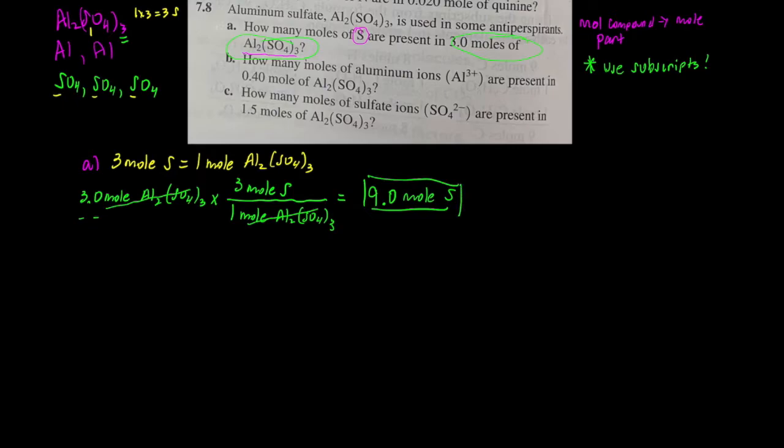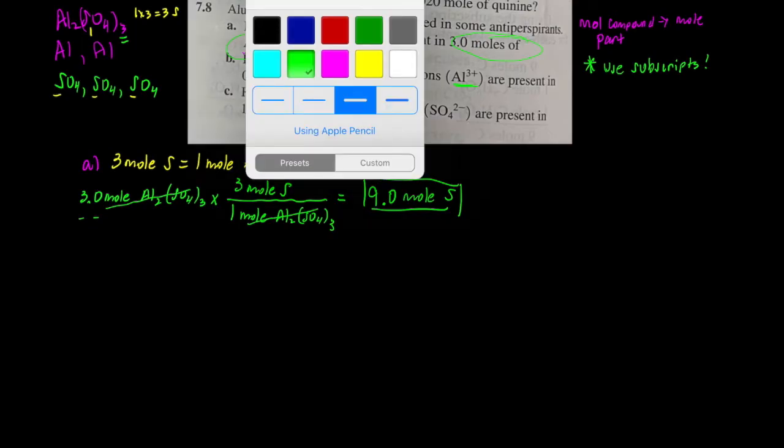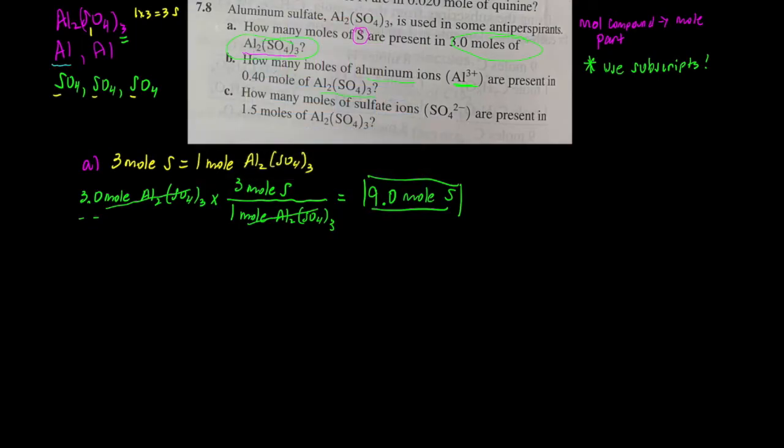Now in B, we're interested in aluminium ions, and that's a part of this formula, right? And we saw previously up here how there are 2 Als in this formula because of the subscript of 2. So let's write out that equivalency. So 2 moles of Al are found in 1 mole of this formula. Okay, and that comes from the subscript 2.